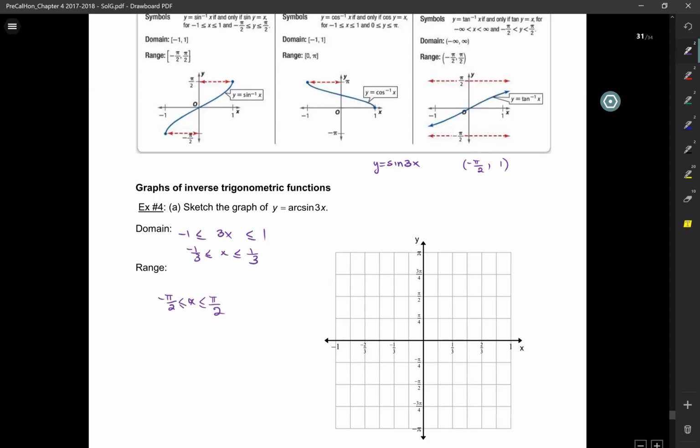Oh, sorry, this is the y. Okay? It's the y. The range is the y. So the y values are going to go from -pi/2 to pi/2.